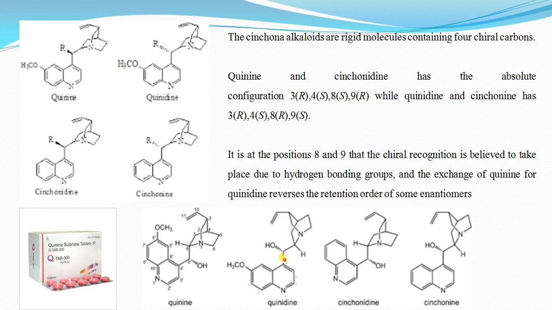Quinine and cinchonidine have the same absolute configuration, and quinidine and cinchonine have the same configuration, that is 3R, 4S, 8R, 9S is the configuration of quinidine and cinchonine.